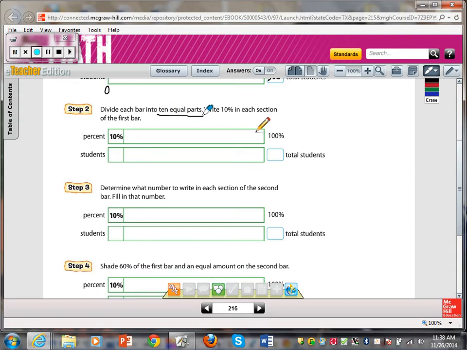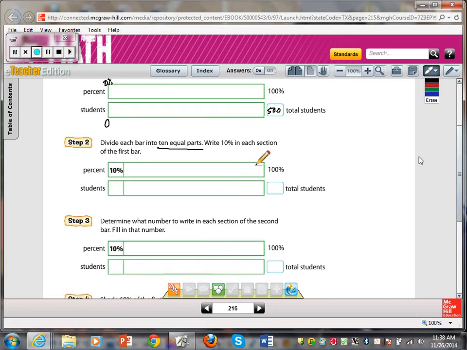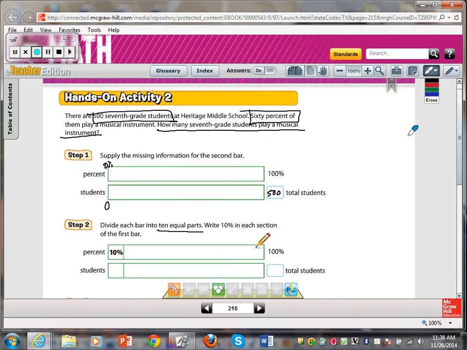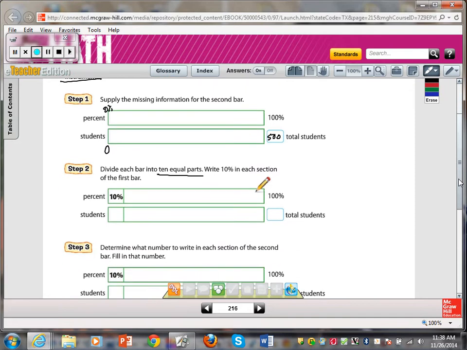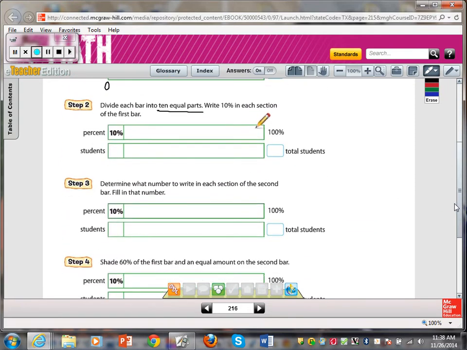Well, why do we want to divide that into 10 equal parts? Well, the reason for that is because 60%, up at the actual question, is a multiple of 10. So it would be much easier for us to break this into 10 equal parts, because 10 equal parts will give you your percents, right? And if you add 6 equal parts, then that will give you your 60%.